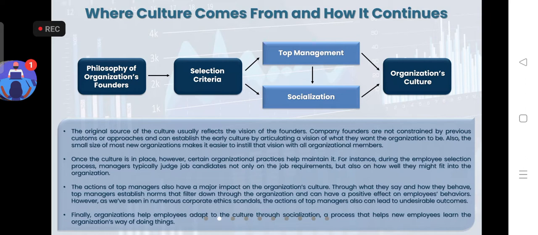And finally, we have here socialization. Organizations help employees adapt to the culture through socialization. It is a process that helps newbies, or the baby boomers, learn the organization's way of doing things. For example, at Starbucks, are you familiar with Starbucks?